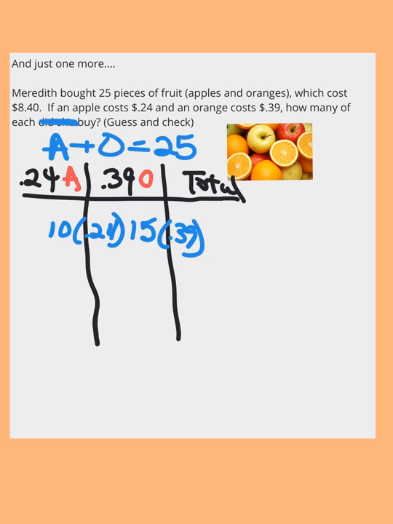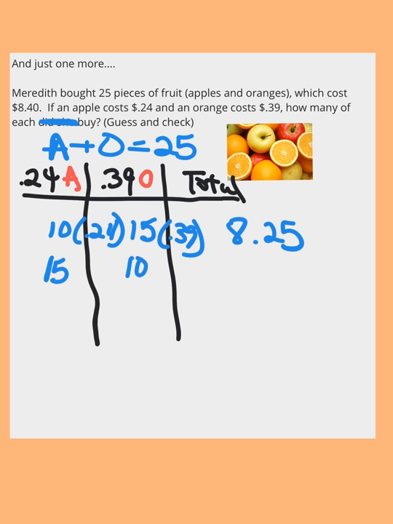And when I do that, I end up with $2.40 plus $5.85, and that gives me $8.25. I'm not at $8.40 yet. So what if I go 15 apples and 10 oranges?